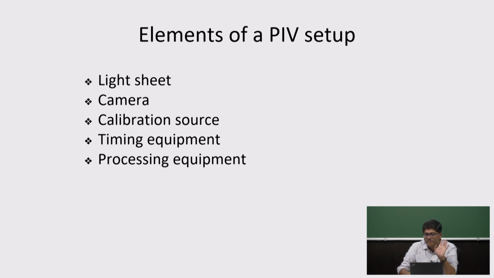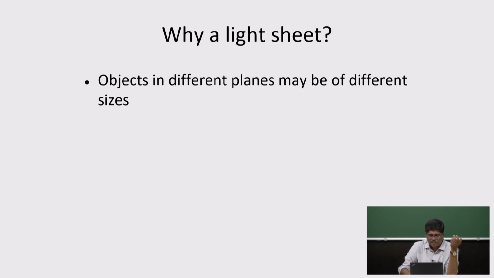So if you take the PIV setup, what it requires is a light sheet, a camera, some calibration source, and timing. The calibration source is because you need to calibrate the distance, right? And then timing, because you need to time the pulses of the lasers. You need to know the time between two images, that is for the timing unit. And after that, processing, where you use algorithms to process.